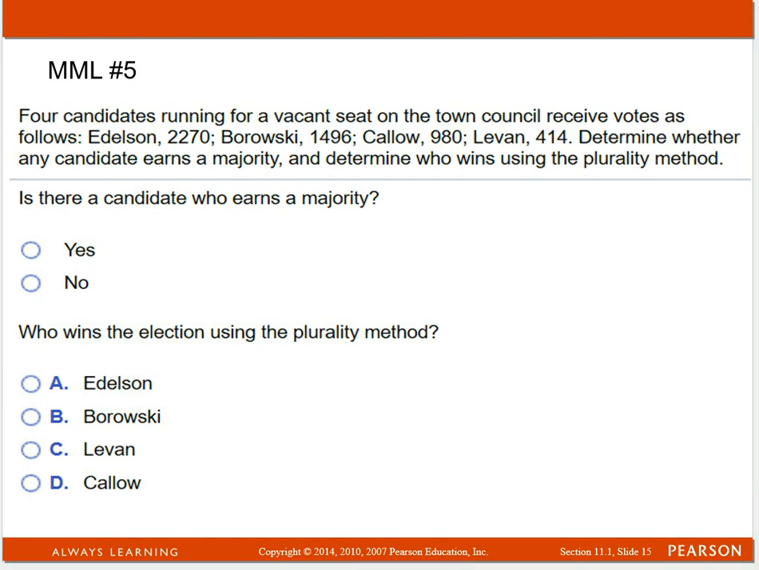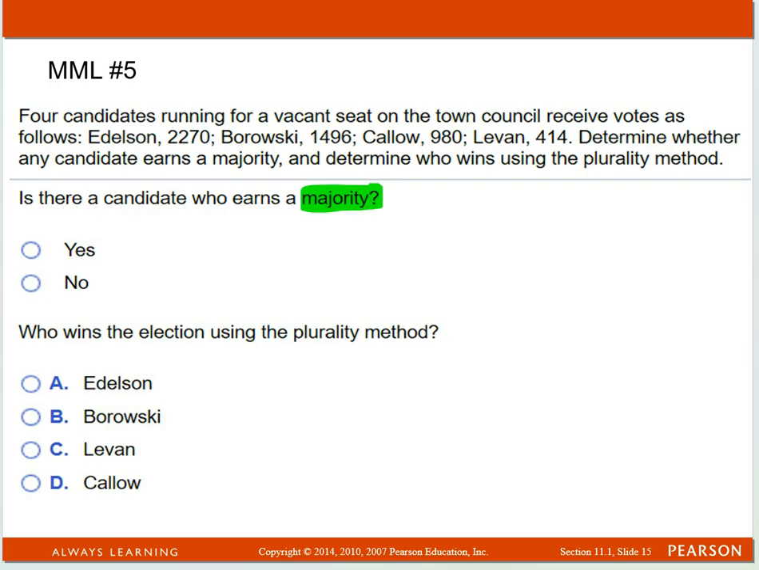My math lab number 5 asks you two questions. The first question is, does any of these candidates have a majority? Is there a candidate who earns a majority? Well, in order to have a majority, you have to have more than half of the votes.